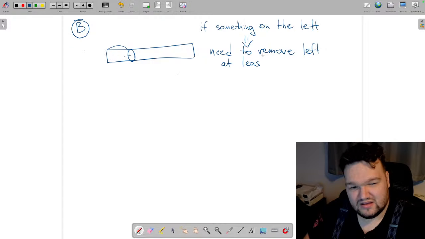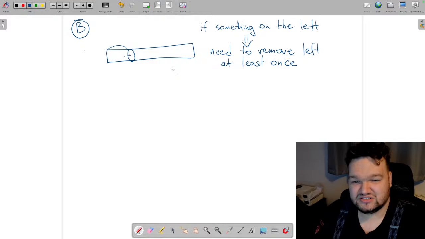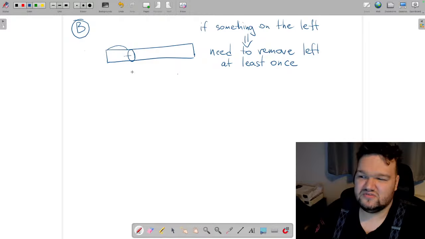And the same will be true for the right side. If there is something on the right from the element that we want to keep, we will have to remove the right element in the pair at least once.